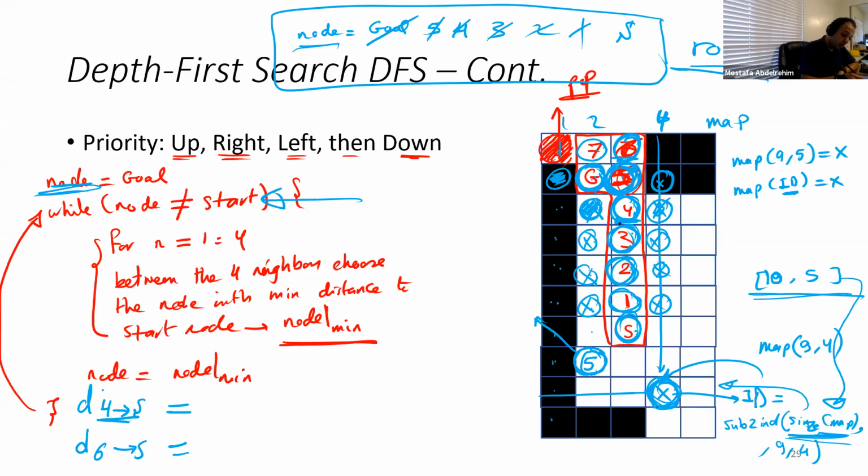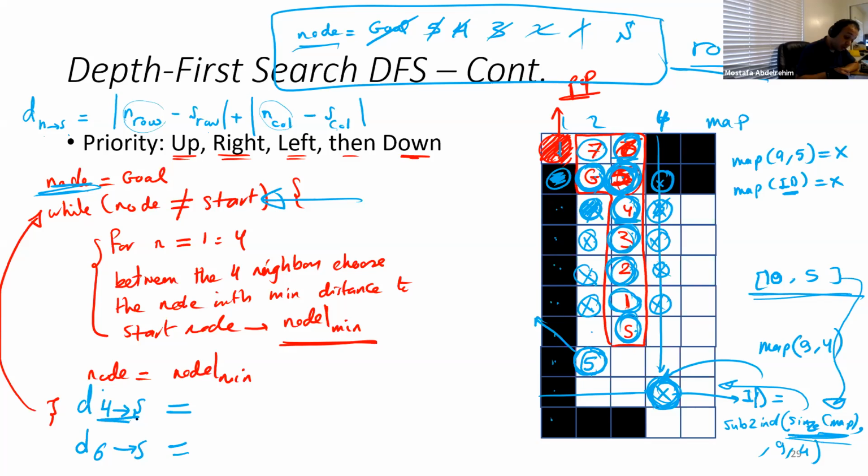For node 4, we're going to apply an equation. This equation says that for any node, the distance to the start is equal to the absolute of n row minus s row plus absolute n column minus s column. You know what that means? For any node, to know its distance from the start, just have the row and the column of that node, and subtract.